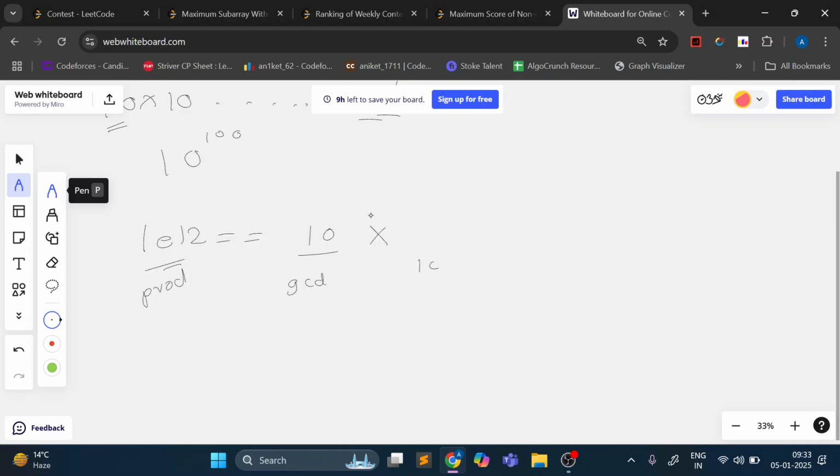Now similarly, what is the maximum value of LCM? Let's say we have A and B. To get the LCM of these two elements, the maximum LCM would be A times B, because they won't have a common multiple up to A times B itself.